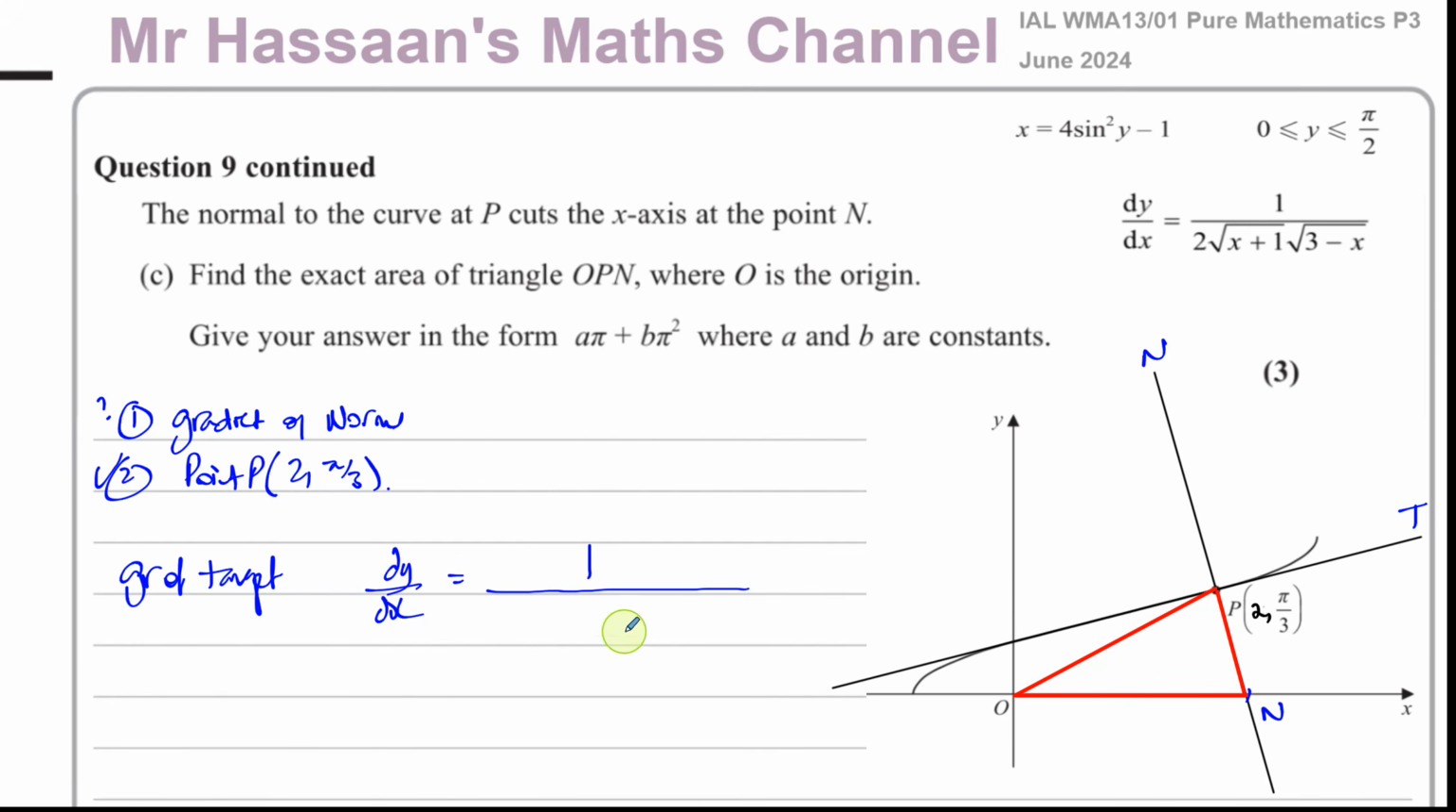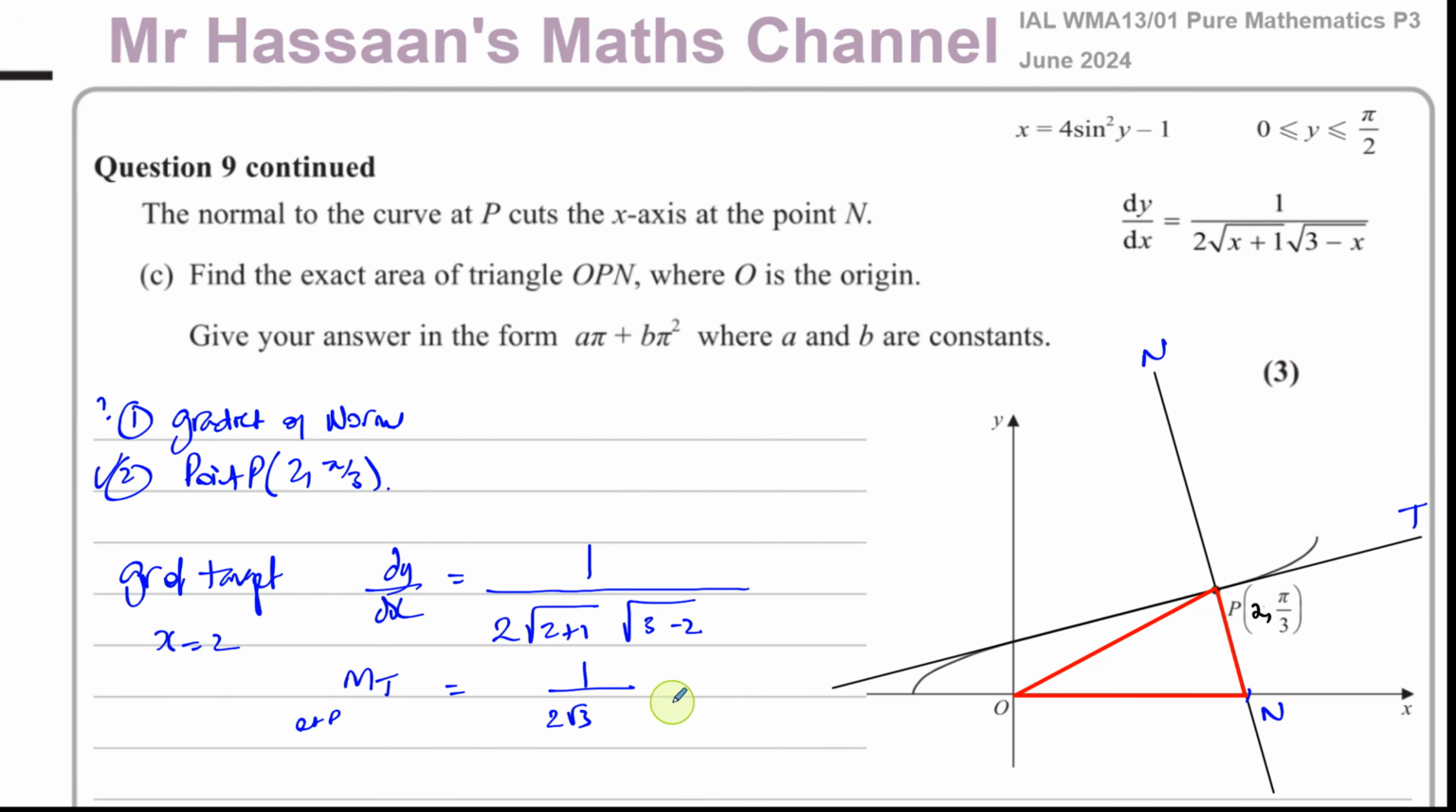Okay, so the gradient of the tangent, we know at point P, x equals 2. So I'm going to replace x with 2. So I have 2 times the square root of 2 plus 1 times the square root of 3 minus 2. So this gives you 1 over, this is 2 times root 3 times 1. Root of 3 minus 2 is 1. So this is the gradient of the tangent at P.